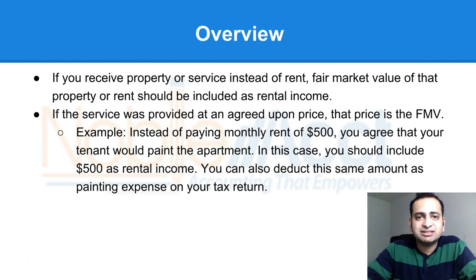The guidance by the IRS is that if you receive a property or a service from your tenant instead of money as your rent payment, then you're supposed to include the fair market value of that property or the service that you received as rent in your rental income for the year. So if the service or property was provided at an agreed upon price, then that agreed upon price becomes the fair market value. So let's take a look at an example to make things clear.